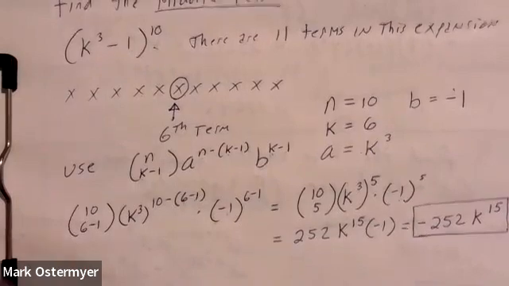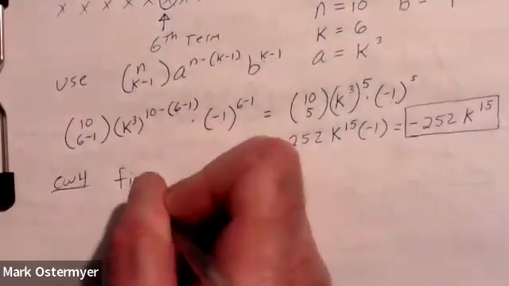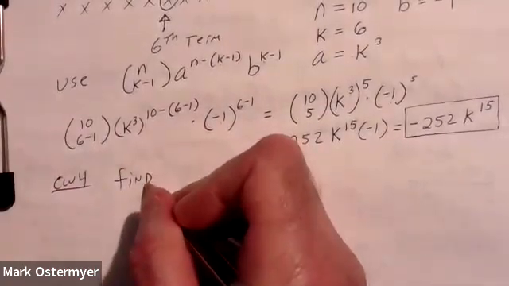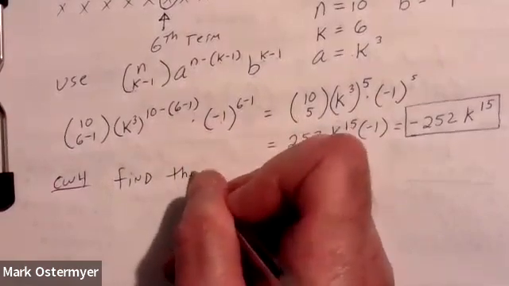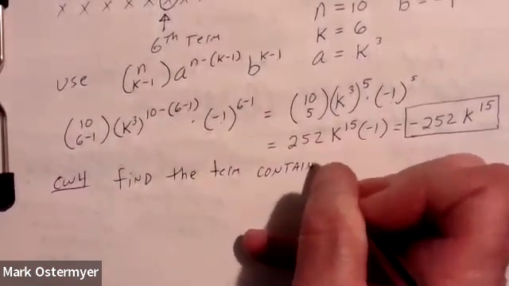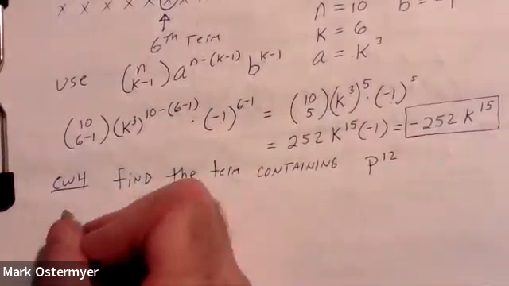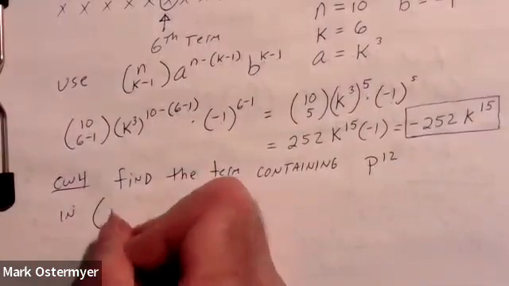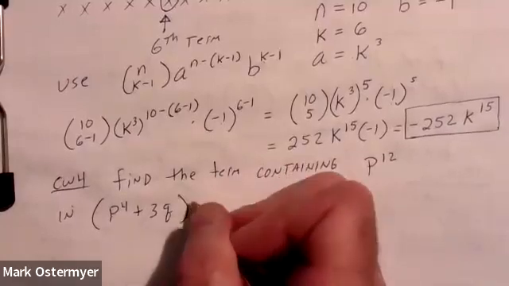All right. Classwork number 4. Any questions about this problem here? We found the middle term of that binomial expansion. Classwork number 4. I want you to find the term containing p to the 12th power in the binomial expansion, p to the 4th plus 3q raised to the 8th power.